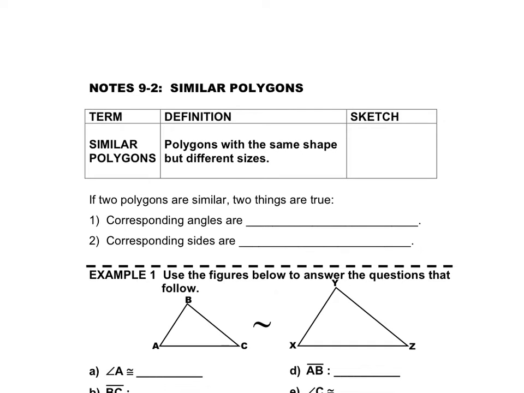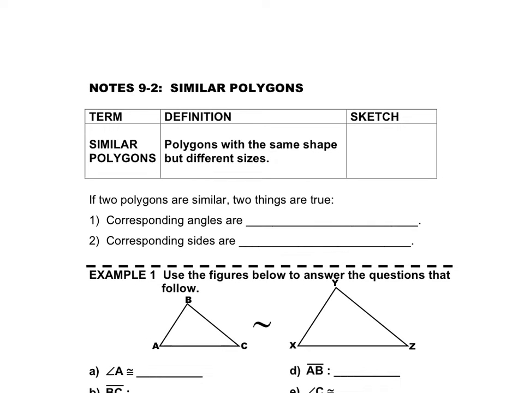All right, so today we're going to start with notes 9-2, and yesterday we talked about proportions. Today we're going to talk about similar polygons, which end up being proportions. We may not see that so much today, but we will in the future. So let's start off with the definition of similar polygons.